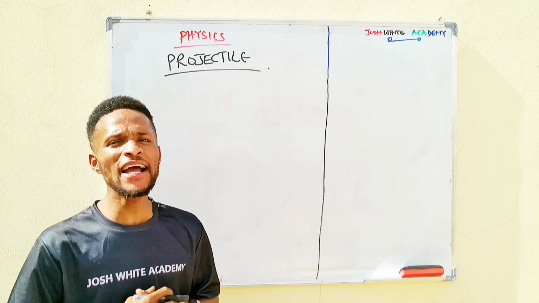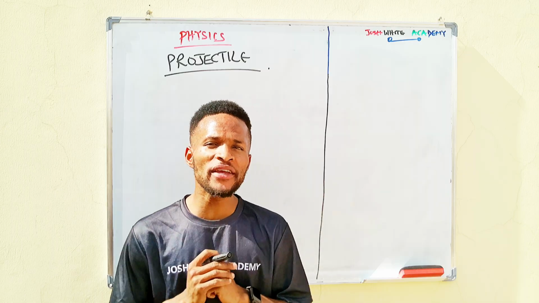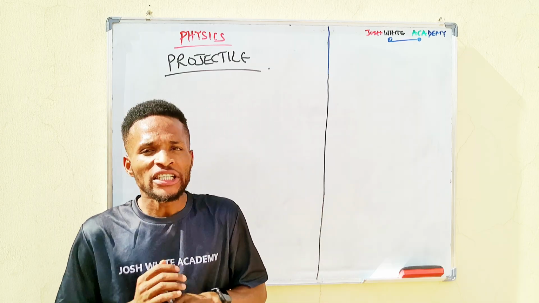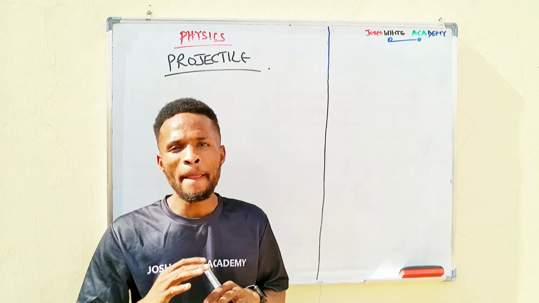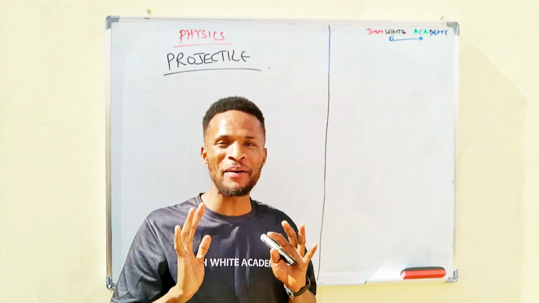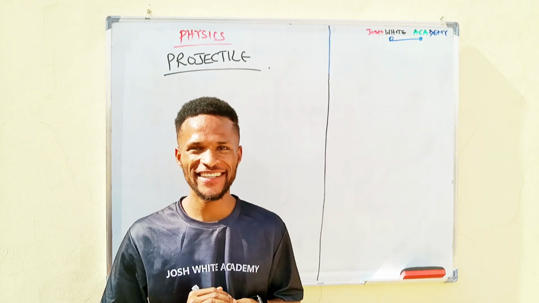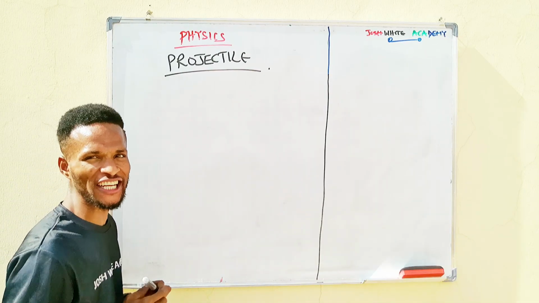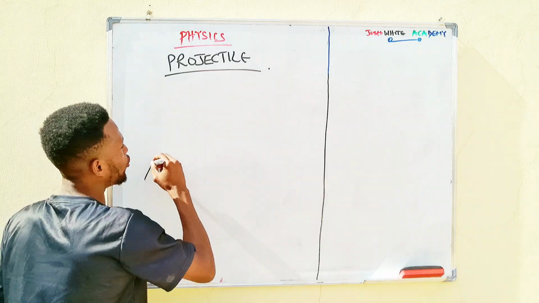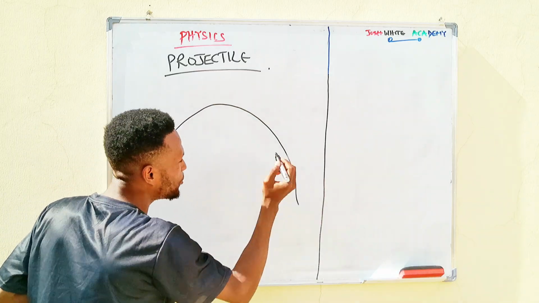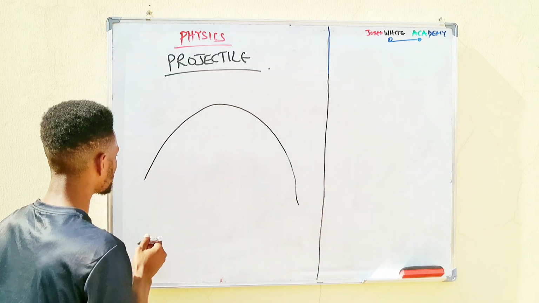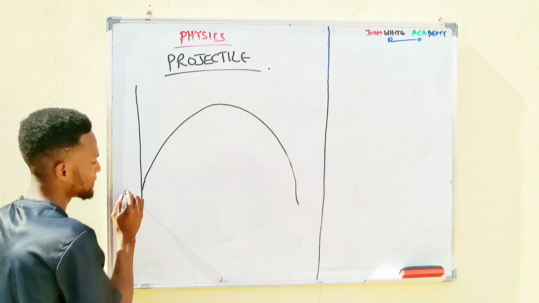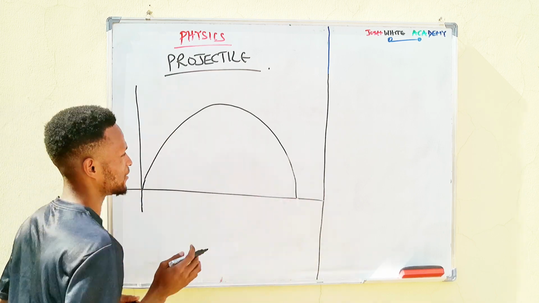So, projectile is a subtopic under kinematics where we study the motion of a body along a parabolic path. Let's say, for instance, a stone is projected. The stone goes up and then returns back to the ground. So these are our vertical axis and our horizontal.